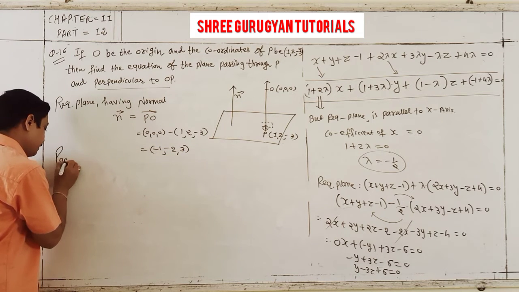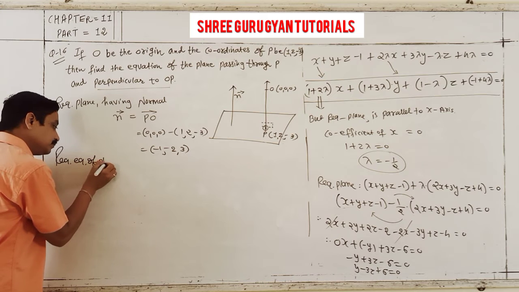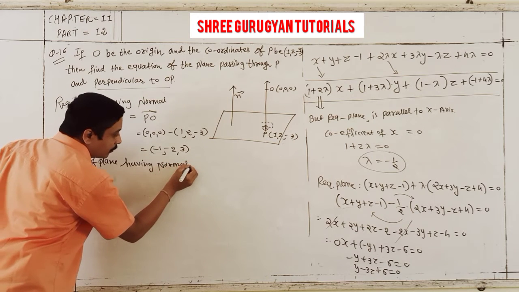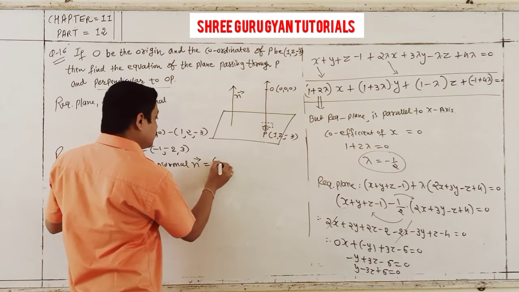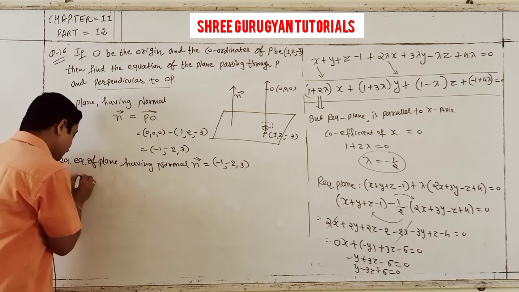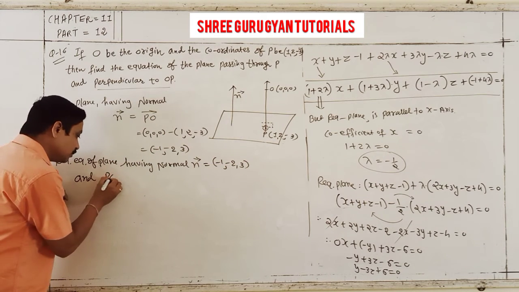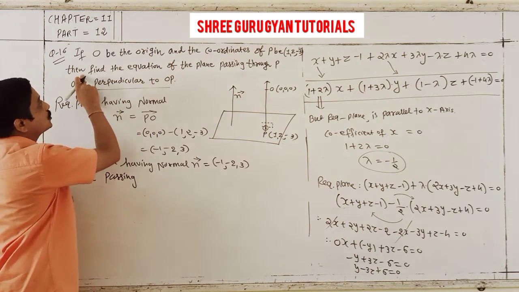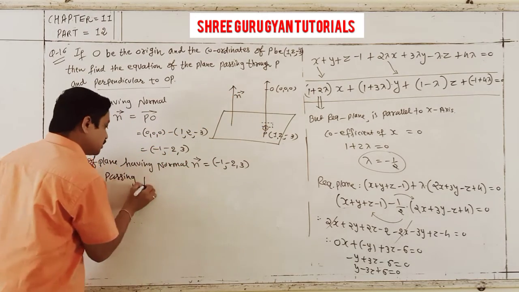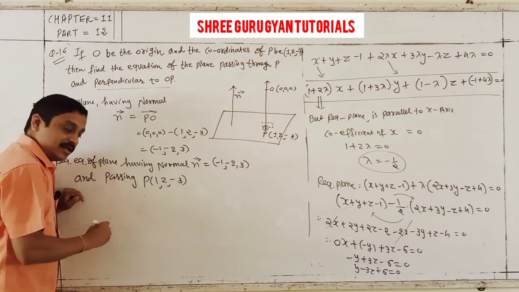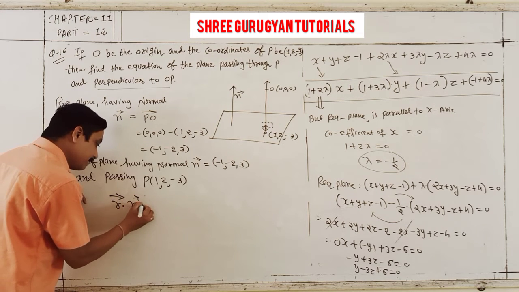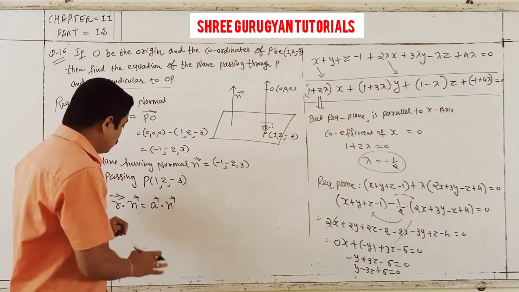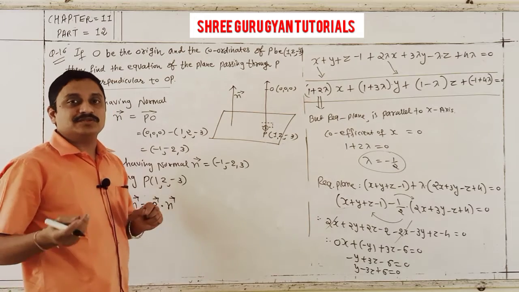Now the required equation of the plane, having the normal ready. This normal is already covered, minus 1, minus 2, 3. And very easy, where is it passing through? Yes, passing through the given point P. Read the question: find the equation of the plane passing through P. So I will write down 1, 2, minus 3. And the formula is known, r dot n equals a dot n. Here a means the point the plane passes through, which is P.